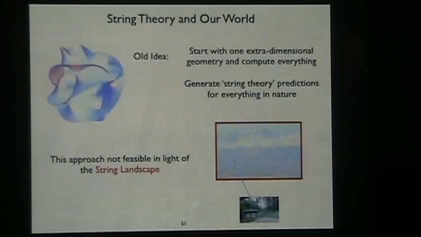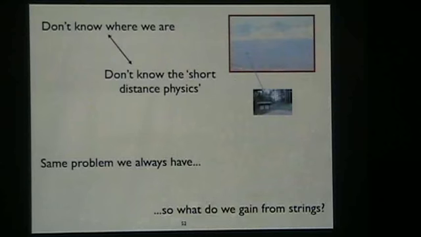Then we kind of came across this thing, the string landscape. We realized that this kind of approach is not feasible because there's just too many possibilities for what those extra dimensions are. Now, not knowing where we are in the string landscape, not knowing what the extra dimensions of our world would look like, is really tantamount to just saying we don't know what the short distance physics is in our world. We don't know what physics is like at short distance scale.